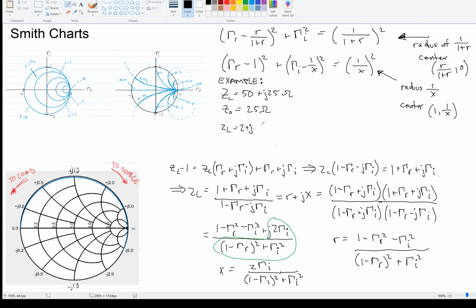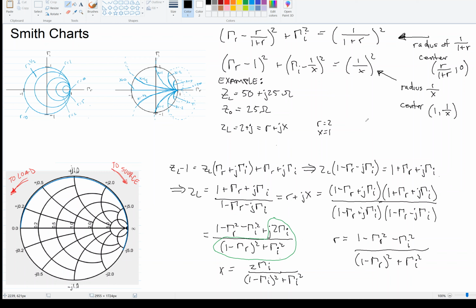All right? And remember, that's r, the resistive part, plus j times the reactive part. So we see then that the resistive part normalized is 2, and the reactive part normalized is 1. So in this case, we can compare what we just set up here about r, and the center and the radius and so forth, and we see that yes, r is 2 in this example, and x is 1, and so the resistive circles will have a radius of 1/3, 1 over 1 plus r.